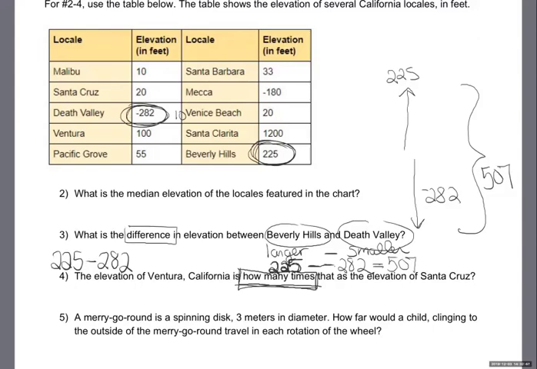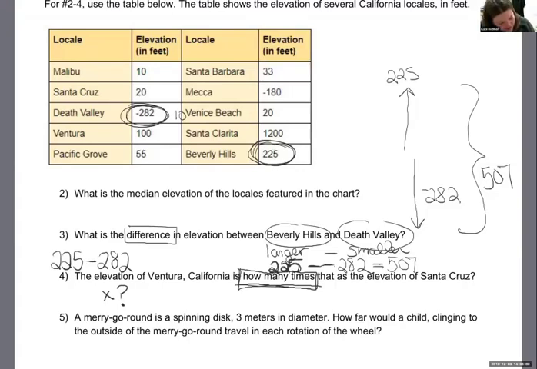Divided, I'm sorry. Well, you know what though, Maricela? I was making it to the point that this is really a division problem, but most people start with times. So let's see how we're both kind of right. So Maricela said, well, it says how many times. So it should be some number of times. The elevation of Ventura, California is how many times that as the elevation of Santa Cruz.